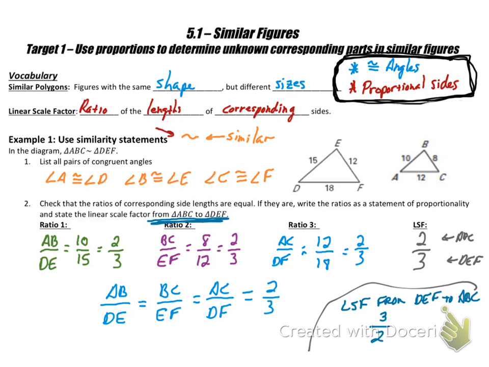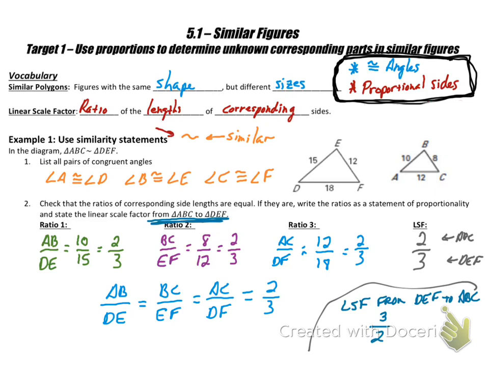So when I checked all those ratios, they all simplify to 2/3. So the linear scale factor from triangle ABC to triangle DEF is 2/3, because triangle ABC is shrunk. It's a reduction, and it's 2/3 of the size of triangle DEF. That's what that linear scale factor is saying.